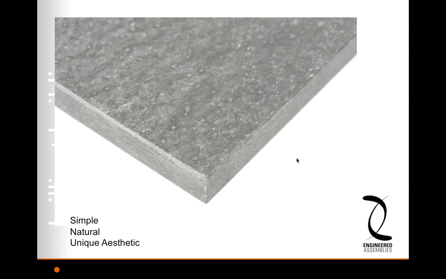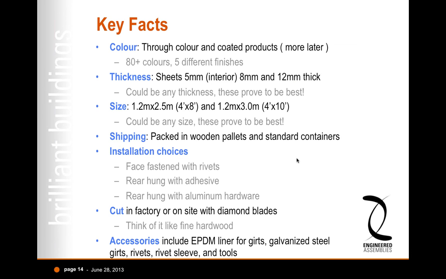One of the things I want to get across to you is that part of its strength comes from the fact that it's very homogeneous. As you can see, there really aren't layers per se, and we'll talk about why that is. Getting into a higher level of detail, there are through-colored and coated products. There are 80-plus colors and 5 different finishes, so there's quite a bit of choice.